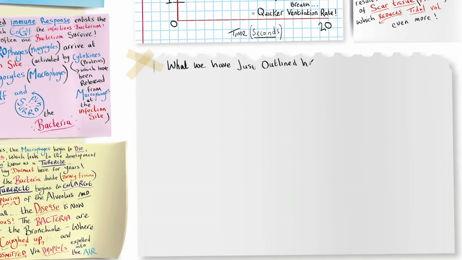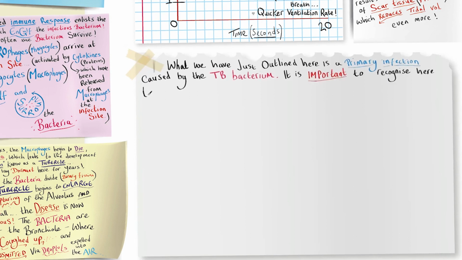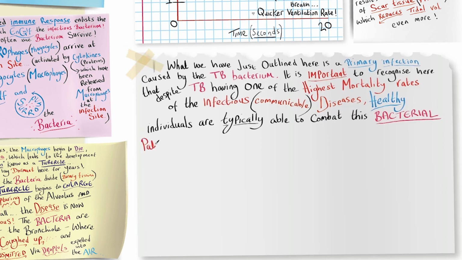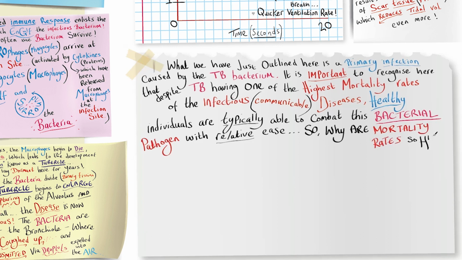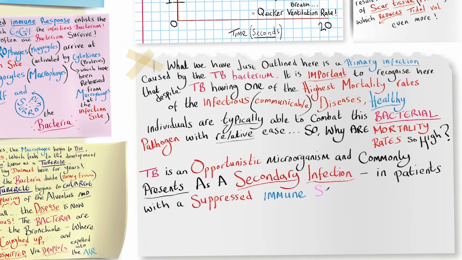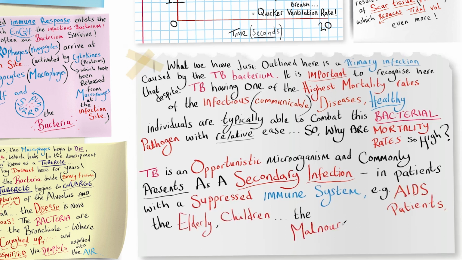What I've just outlined here is a primary infection caused by the TB bacterium. It is important to recognise here that despite TB having one of the highest mortality rates of the infectious, the communicable diseases, healthy individuals are typically able to combat this bacterial pathogen with relative ease. So why are mortality rates so high? Well, TB is an opportunistic microorganism and commonly presents as a secondary infection in patients with a suppressed immune system. For example, AIDS patients, the elderly, children, the malnourished, etc.